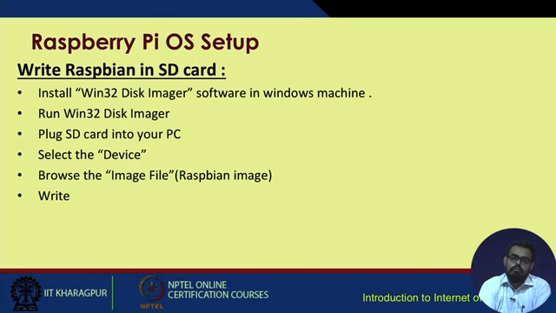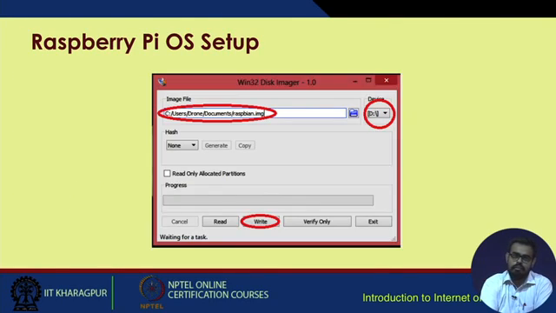So for Windows based systems, since most of the people use a Windows based system, the installation for this image is quite easy. You require a software called Win32 Disk Imager. It's freely available online. You run this disk imager software, plug in the SD card into your PC. You'll need a USB adapter for the SD card. You select the device, browse for the image file which contains that Raspbian image, and you just select write. It will take anything between 15 minutes to half an hour. Once your writing is finished, your memory card is ready to be integrated with the Raspberry Pi.